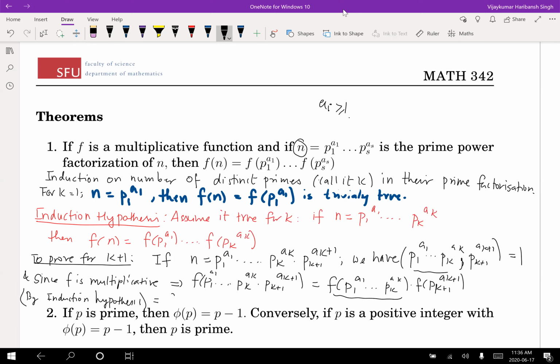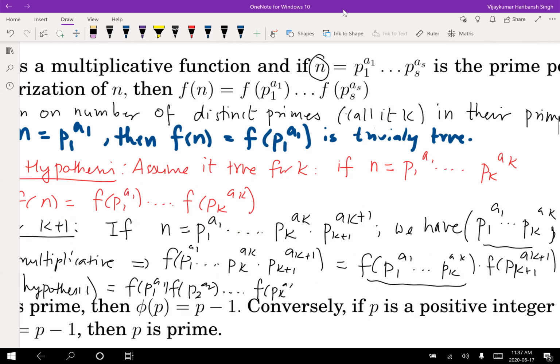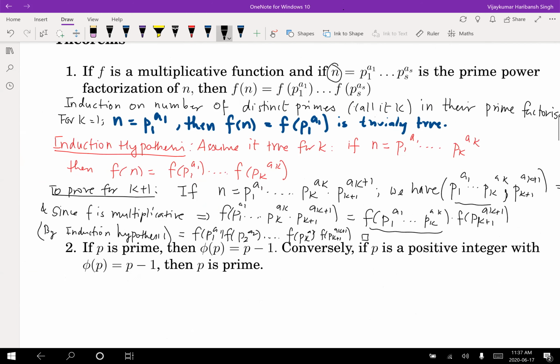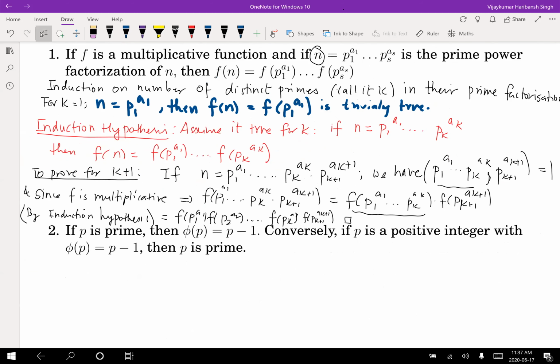that is equal to f of p1 to the a1 times f of p2 to the power a2, dot dot dot, f of pk to the power ak, times f of pk plus 1 to the power ak plus 1. So you have completed the induction step, and therefore this is true. All right, so this is about multiplicative functions in general. Let's come back to the Euler phi function.